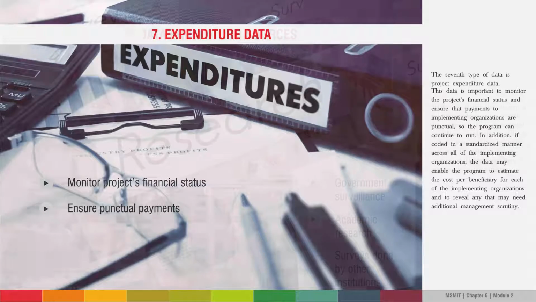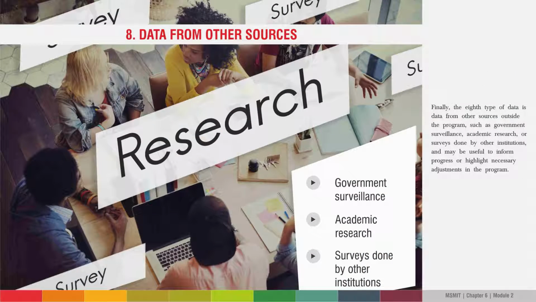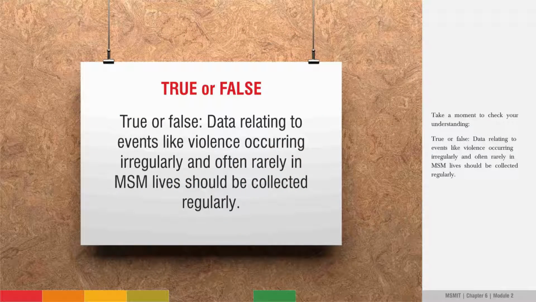management scrutiny. Finally, the eighth type of data is data from other sources outside the program, such as government surveillance, academic research, or surveys done by other institutions, and may be useful to inform progress or highlight necessary adjustments in the program. Take a moment to check your understanding.